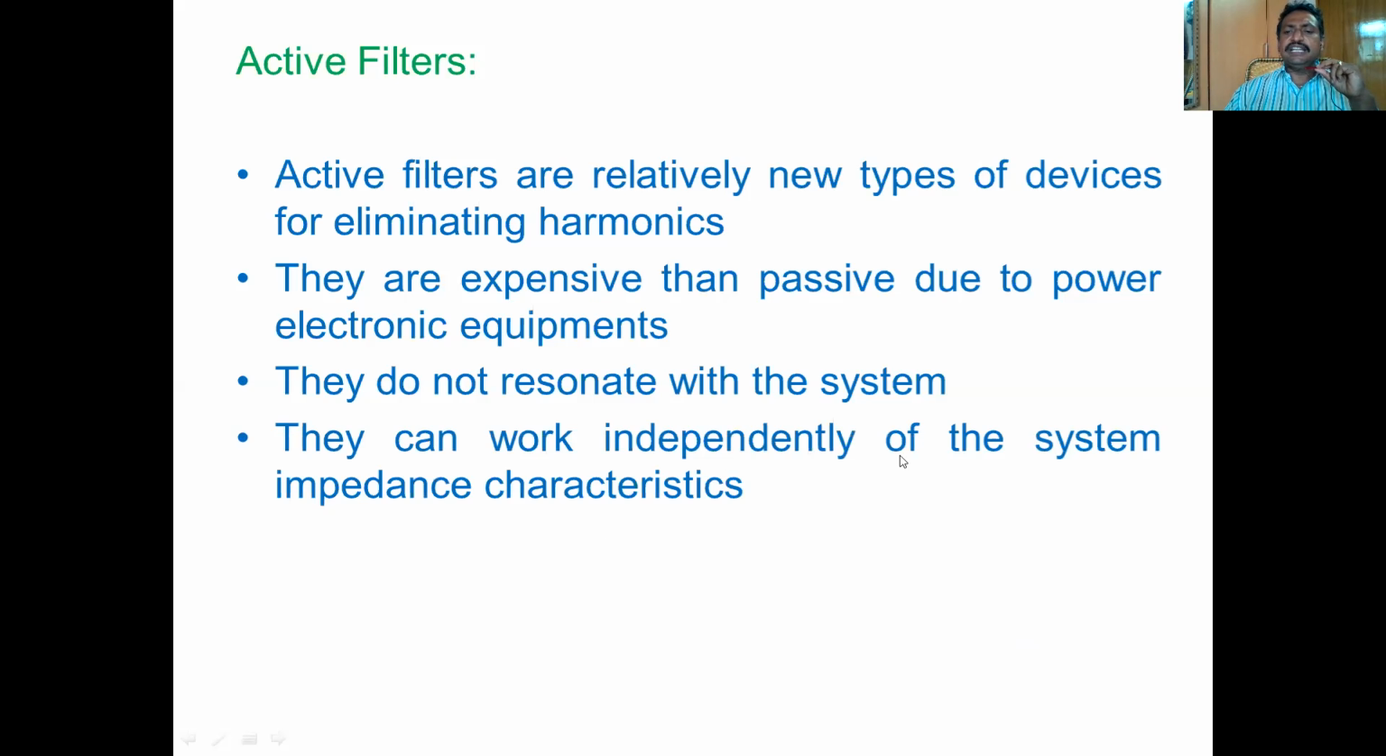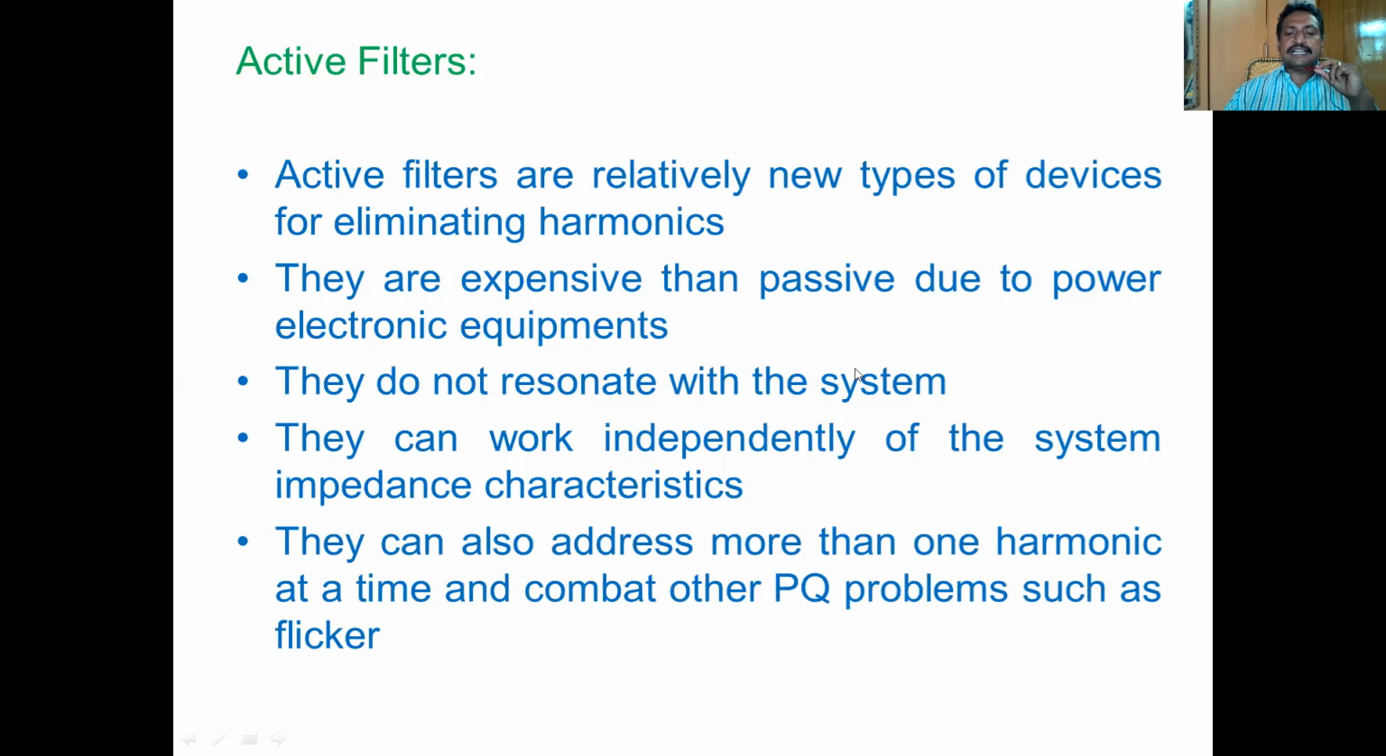And they can work independently of the system impedance characteristics, whereas passive filters are not like this. Z is equal to R plus j into (XL minus XC). Whereas active filters are independently operated on the system. They can also address more than one harmonic at a time and combat other PQ problems such as flicker. PQ means power quality problems such as flicker. Flicker also can be controlled with the help of active filters.